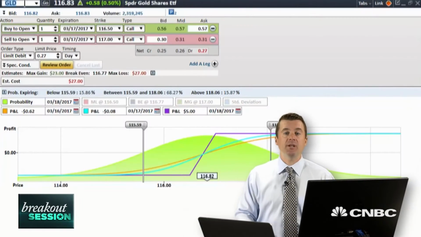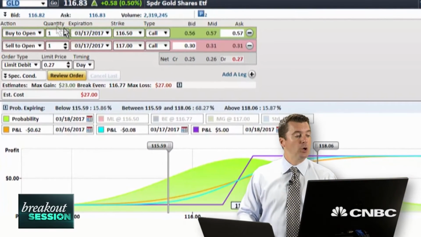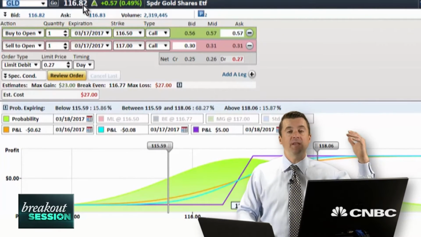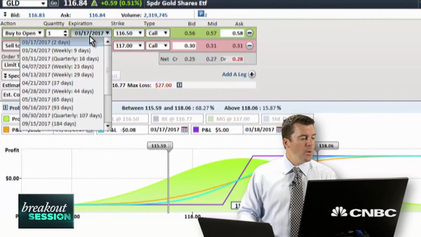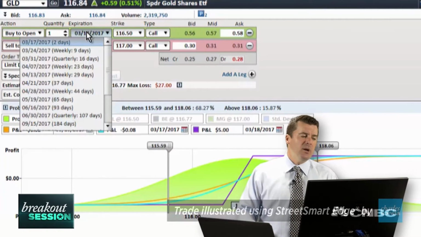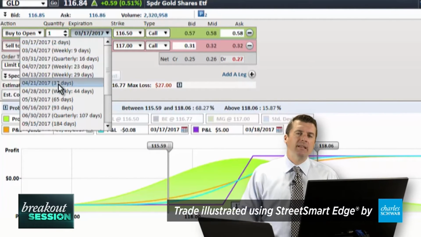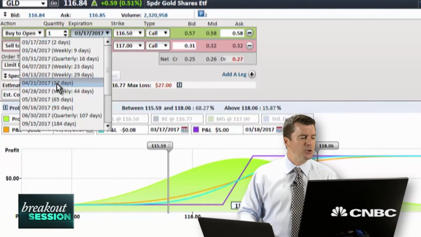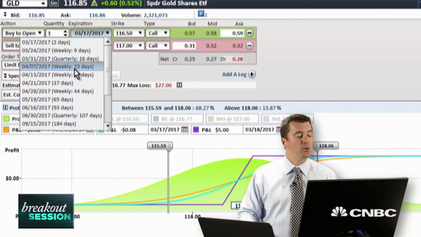So let's set up the GLD trade. Again, we're going to go from current levels of about 117 up to that old high of 120. We don't need that much time. I don't want to go all the way out to the April monthlies. This trade should take the next 2 to 3 weeks. So let's just go to those first weeklies in April. Those expire 23 days from now, on the 7th of April.